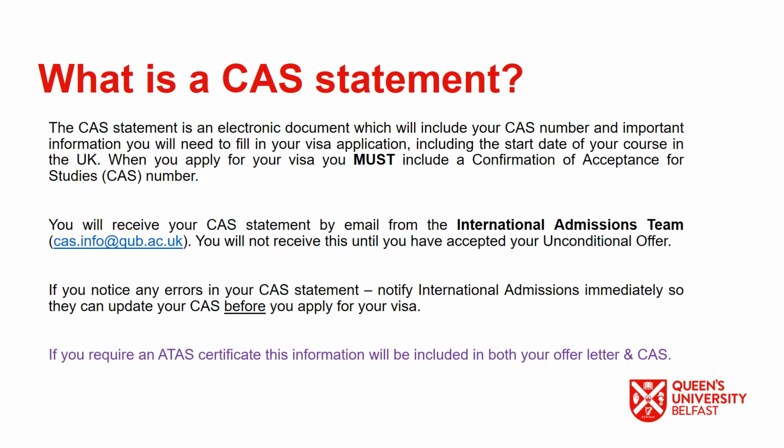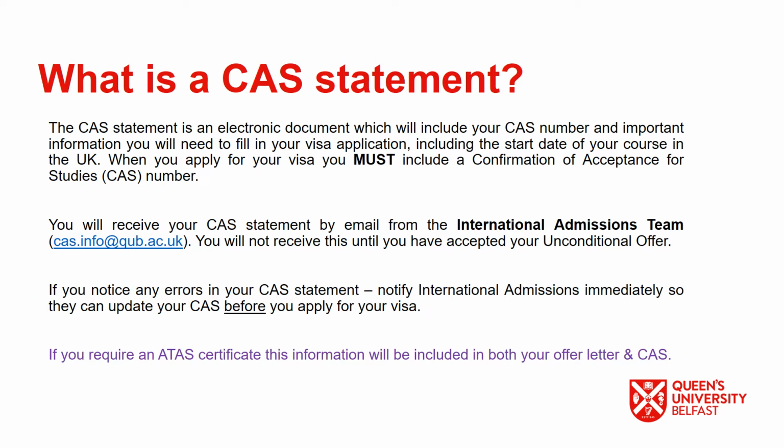The CAS statement is an electronic document which will include your CAS number and important information you will need to complete the visa application form. This includes information such as the course start date and end date. When you apply for your visa, you must also include the CAS number, which is included in this document.